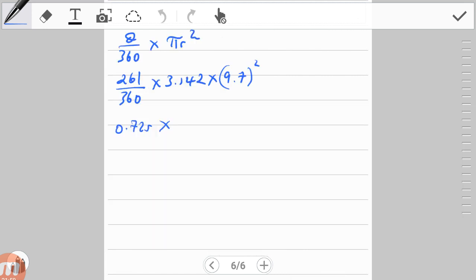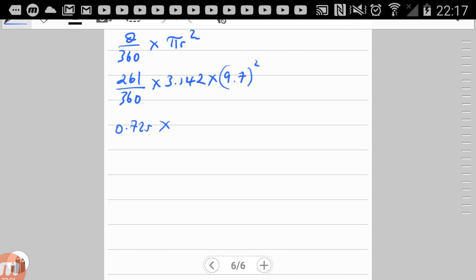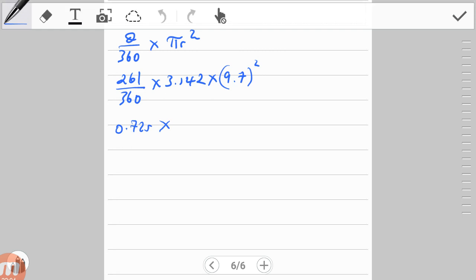I thought I had the answer written down, guys. So that's going to be 3.142 multiplied by 9.7 squared. Sorry, 3.142 times 9.7 squared. So that we got 295.63, and if we multiply that by 0.725, we get that the area of the major sector is 214.33 square centimeters.